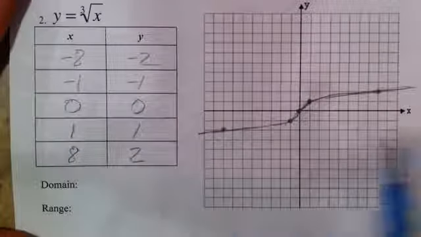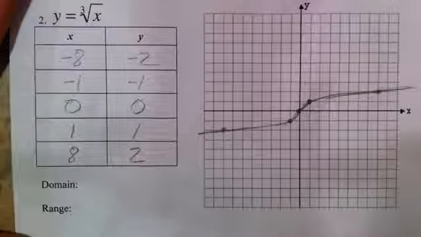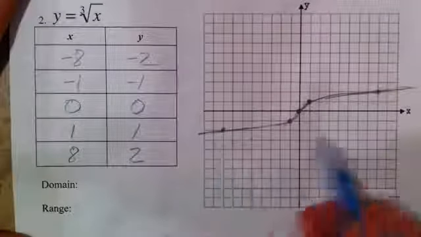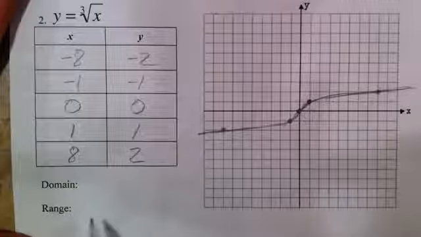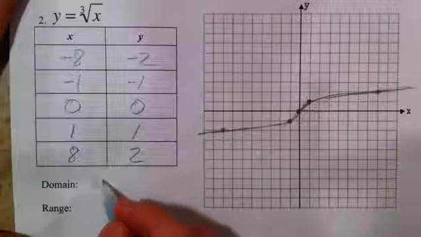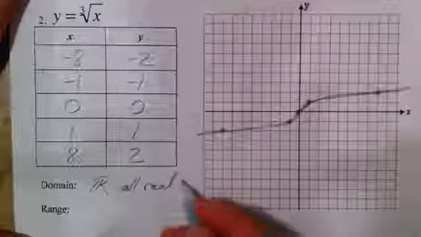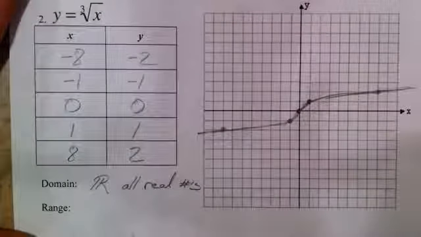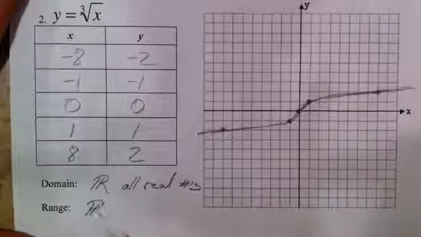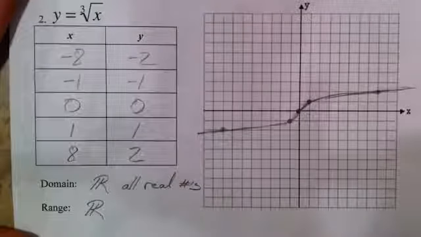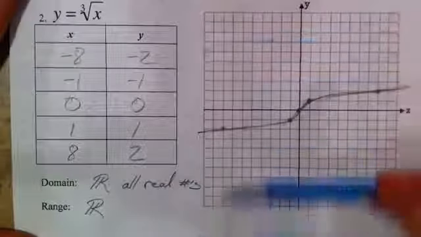Our domain and our range were restricted before because we couldn't take the square root of negatives, but now we're talking cubed root, and you see that our graph doesn't stop to the left or stop to the right. So domain is all real numbers, and we just use that symbol to represent all real numbers, meaning we're not restricting it at all. Just like an R with the paragraph sign. We've talked about that before. And then the range is all real numbers again, because all our y values can be anything they want.